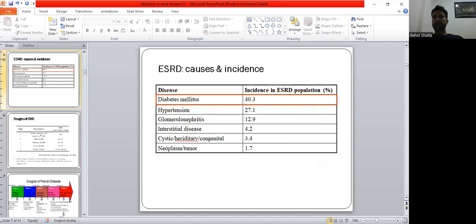So, among the causes of ESRD, we can see that diabetes is the most important, the leading cause, causing 40% of CKD ESRD, then followed by hypertension, around 27% of ESRD is because of hypertension, followed by glomerulonephritis, around 13%, then interstitial nephritis, around 4%, then cystic and hereditary causes, around 3.4%, then some tumor-related causes, like 1.7%.